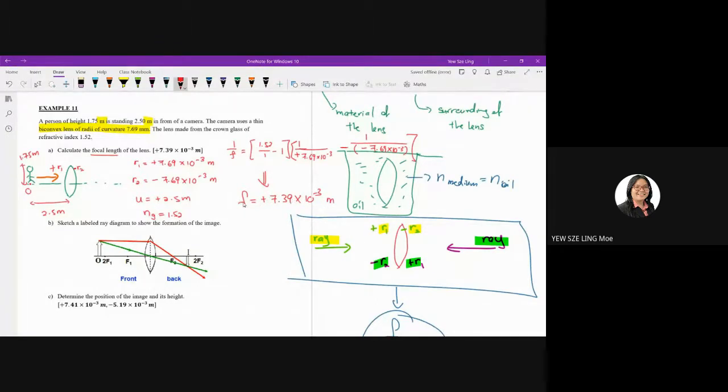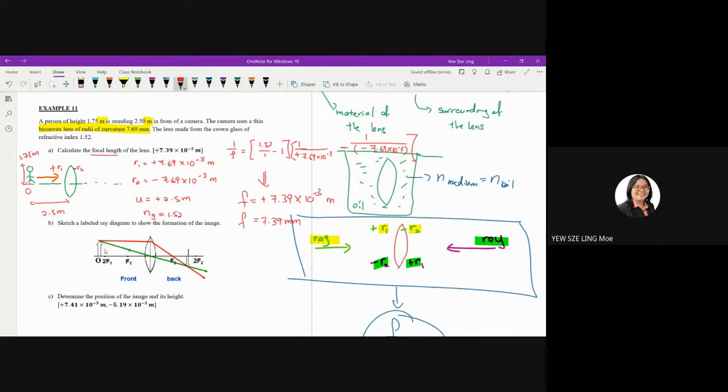So that is the final answer. If you got it right, your F should be equal to positive 7.39 times 10 to the power of negative 3 meter. Or you can also write it as 7.39 mm. Okay, it's up to you which one you want to use.